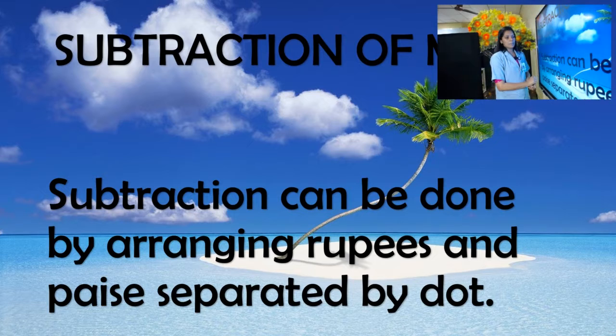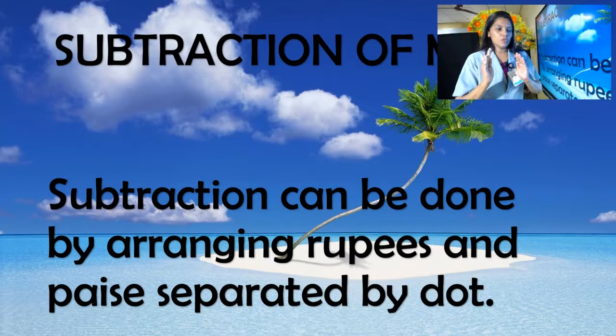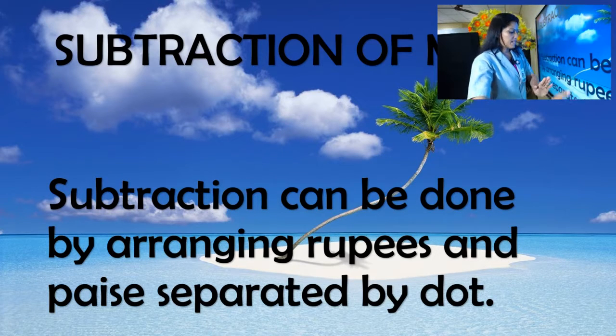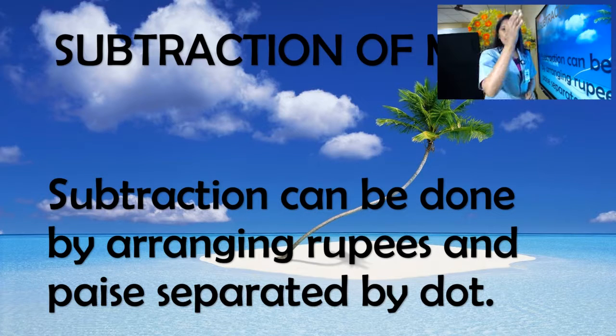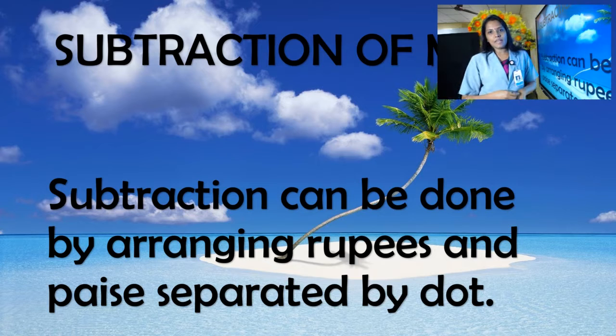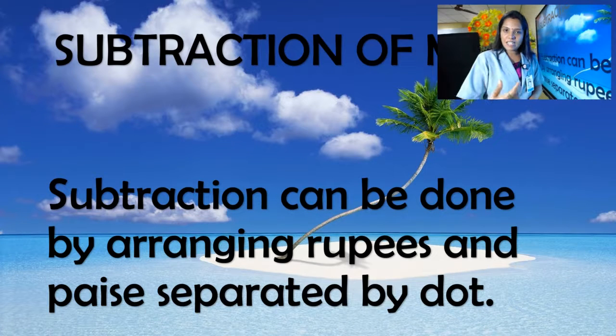So what is subtraction? In subtraction, the very important thing that you have to follow is arrangement. How will we arrange? We have to arrange the numbers into rupees and paise separated by a dot. That dot is very important. We have to arrange the numbers in such a way that the dots come in a line, and we can write rupees on one side and paise on the other side. Then only you can easily subtract.